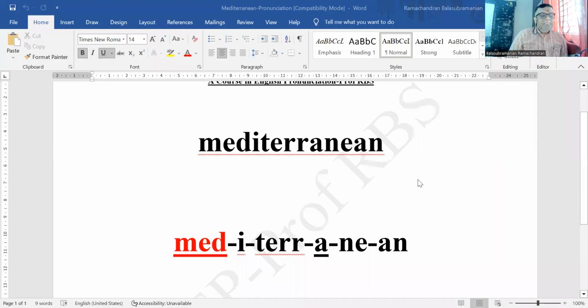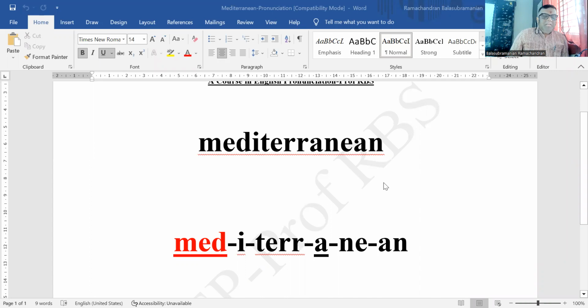Mediterranean. And so with this, you will notice that med and a carry the secondary and the primary stress respectively. Now let me share screen with you, and let me share the word. Yeah, there we are. So the word for today is Mediterranean.